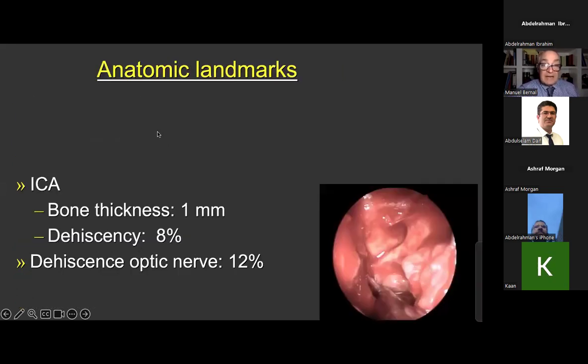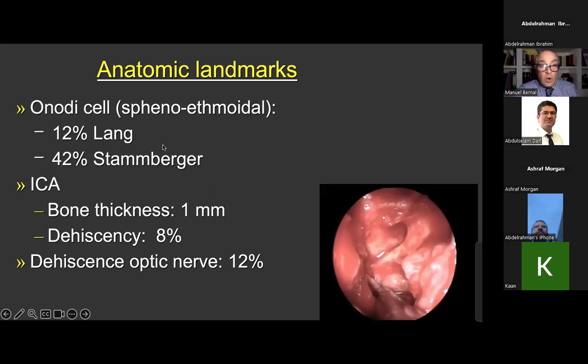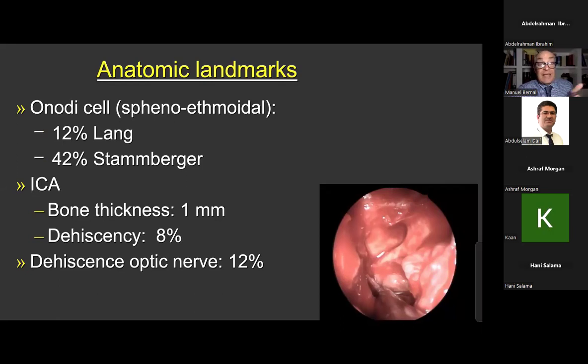Then, anatomical landmarks you have to identify. Onodi cell or sphenoid cell. The definitions may vary depending on whether it is an anatomist or a surgeon providing the definition. For Lang, the optic nerve should be exposed in 180 degrees to be called an Onodi cell. For Stammberger, just the appearance of the bulging of the optic nerve was already an Onodi cell, and that is why the difference is in percentages.